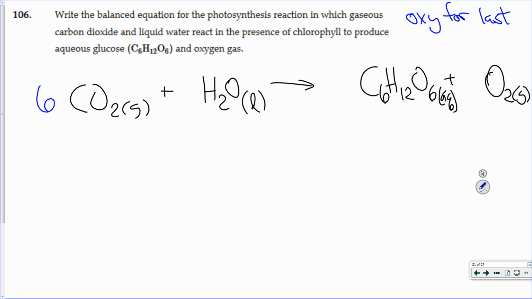So that's 6 carbons. Now, if I look at the number of hydrogens that go with that, on the right-hand side, I've got 12. I've got a water molecule. It's got 2 hydrogens, so I need to put a 6 in front of that. Okay, so now I need to look at the oxygen. So this is, we're saying that's 1. So how many oxygens do I have on the right-hand side?